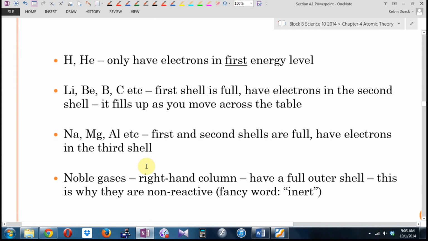Noble gases are in the right-hand column. They have a full outer shell. And what this means is, since they have a full shell, they don't need to gain or lose any electrons. They are non-reactive, the fancy word is inert. I think I told you the other day, we used to think they were totally non-reactive, and in the 1950s, I think it was, a prof at UBC managed to get one of those to react with something. So he rewrote the chemistry books.